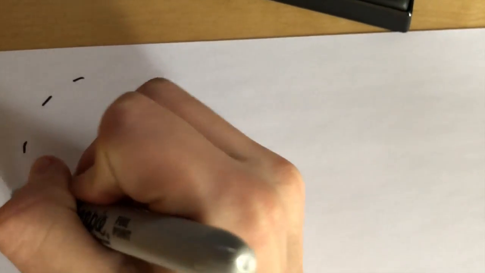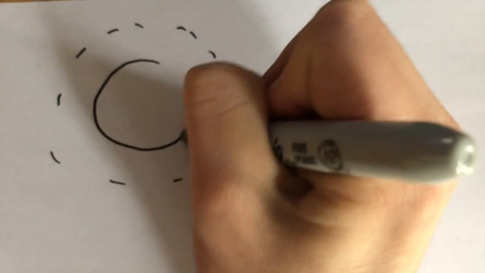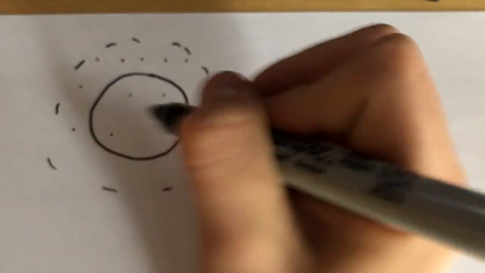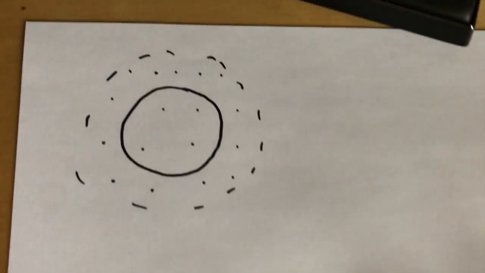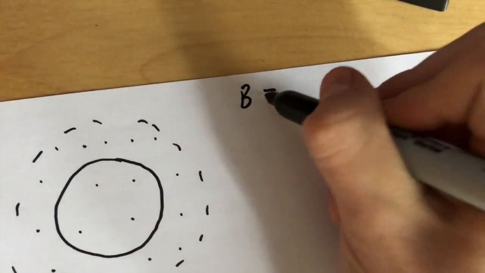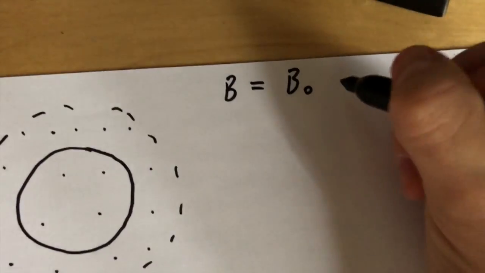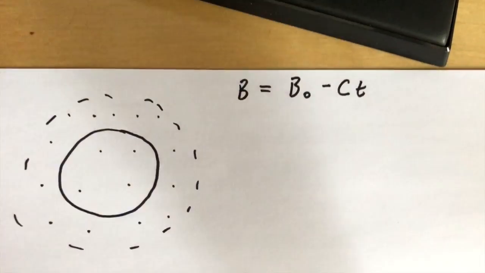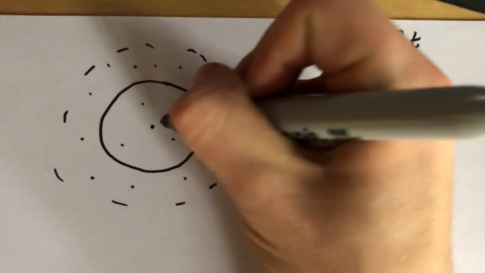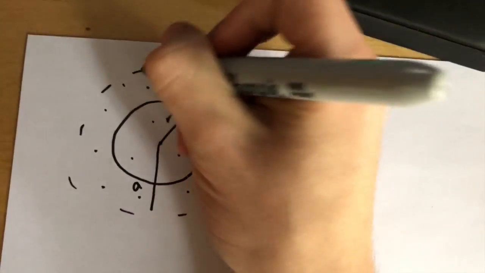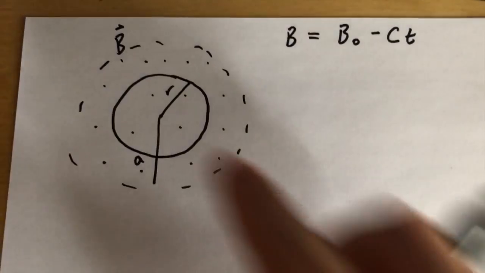So let's say you have a circular B field and you have a loop inside that B field, and let's say the B field is coming out of the page. And the B field is a function where you have B naught, which is just some constant, minus Ct, where C is a constant and it's a function of time. So you have this loop with an inner radius of r and an outer radius that goes to the edge of the B field. Here's the B field, it's a vector, like such.